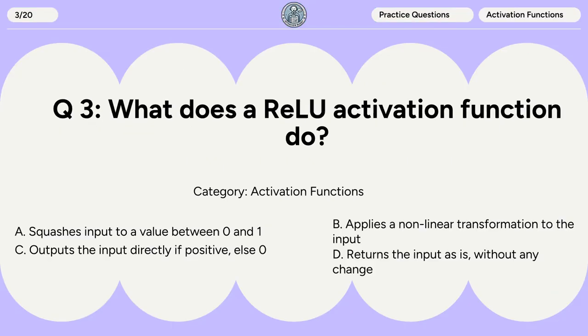Question 3. What does a ReLU activation function do? A. Squashes input to a value between 0 and 1. B. Applies a nonlinear transformation to the input. C. Outputs the input directly if positive, else 0. D. Returns the input as is, without any change.